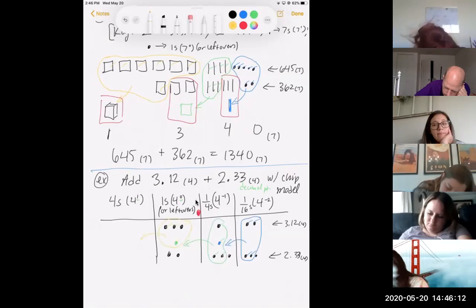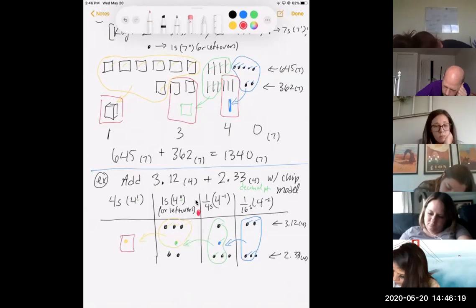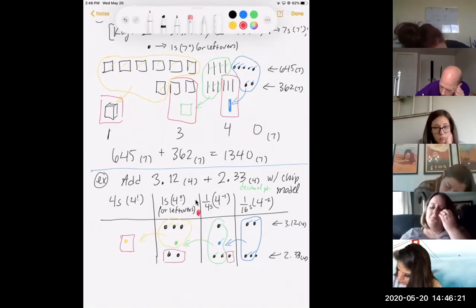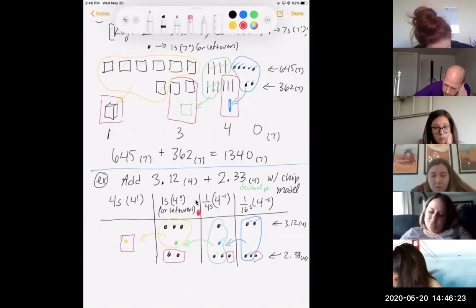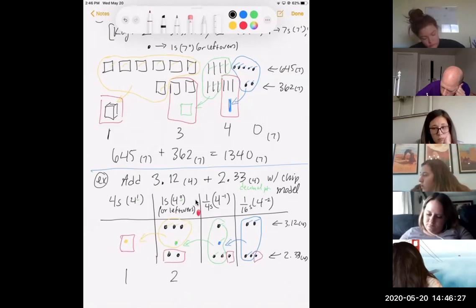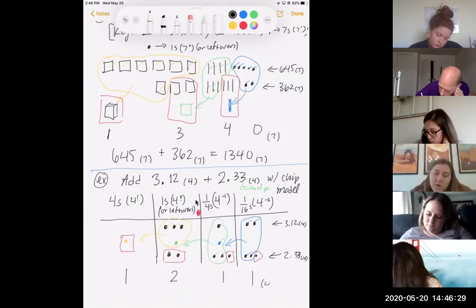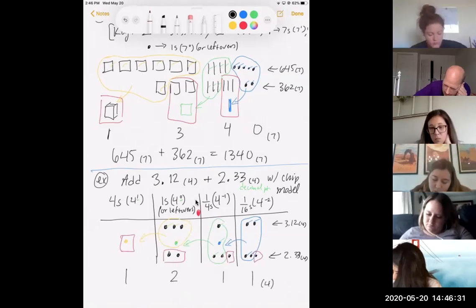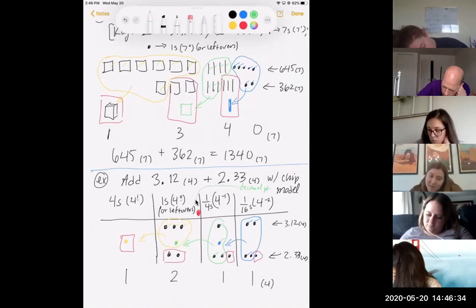Group them together. Okay. So when I'm done, I have 1 here, 2 here, 1 here, and 1 here that are not grouped. So that's the amount in each place. So we have 1, 2, 1, 1, base 4. Now the decimal I carry down, there's my decimal point here, carry it down here, and I put it here.